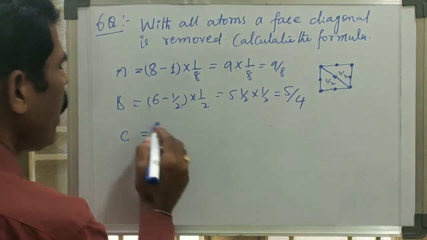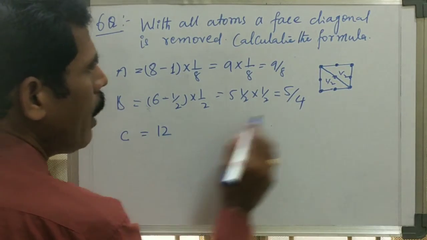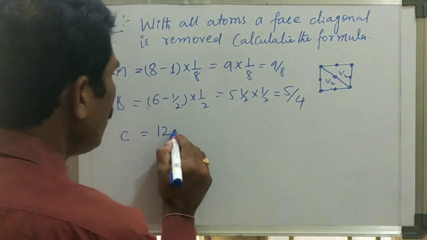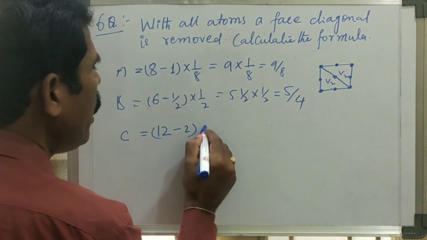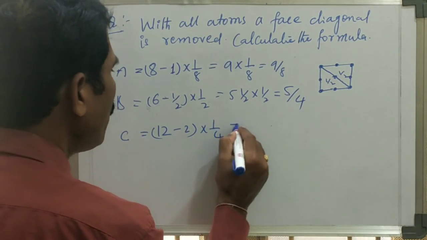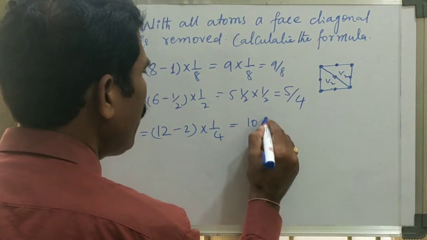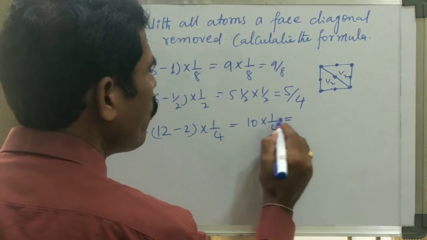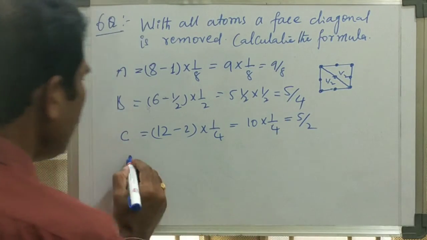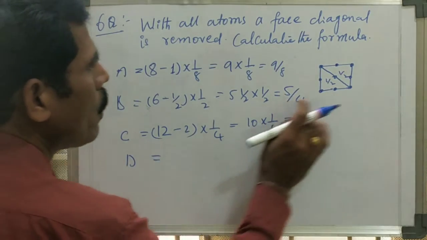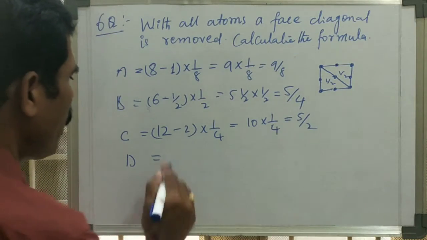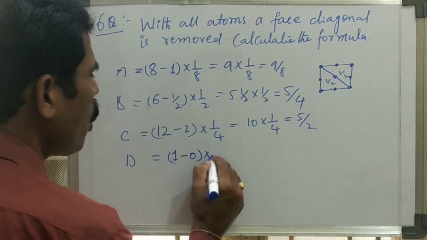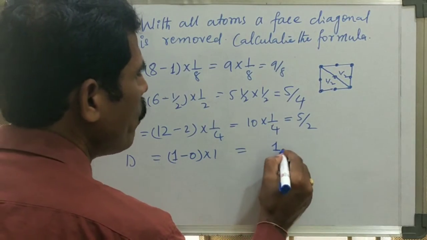Then go for C. Totally edge centers are 12. So how many edge centers are separated? This side 1 and 2. So 12 minus 2. Its contribution is 1 by 4. So finally you will get what? 10 divided by 4. So finally 5 by 2. Then go for D. So D, face center is not removed. So 1 minus 0 and its contribution is 1. So finally you will get 1.